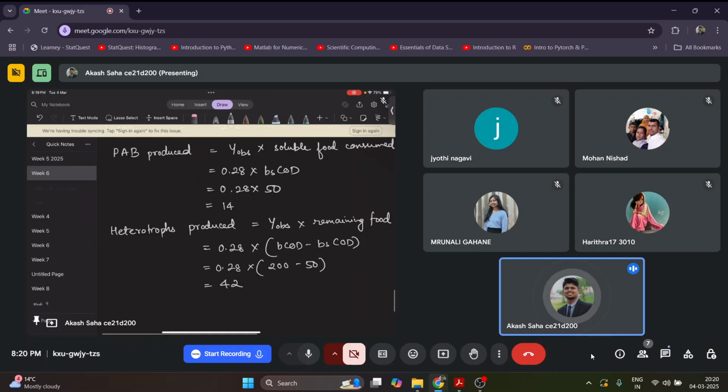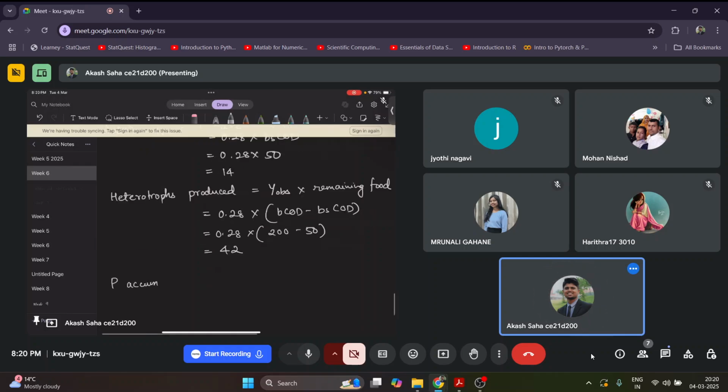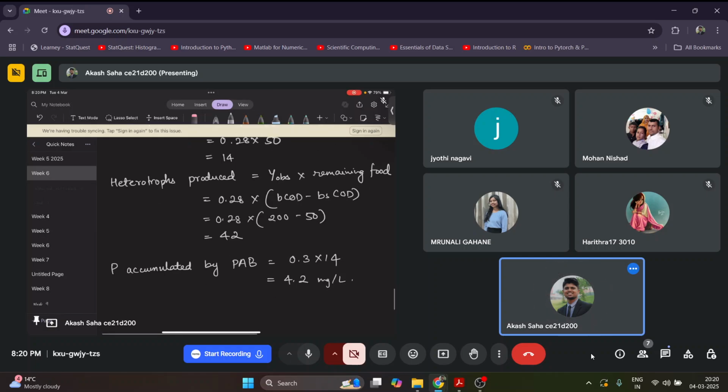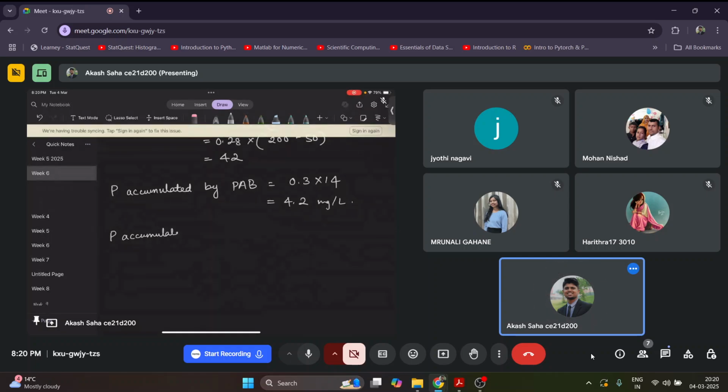So, what will be my P accumulated by PAO? That will be nothing but 0.3 into 40. So 4.2 milligram per liter. Okay, 4.2 milligram per liter. And what is my P accumulated by the heterotrophs? P accumulated by heterotrophs, HT, I am just writing.